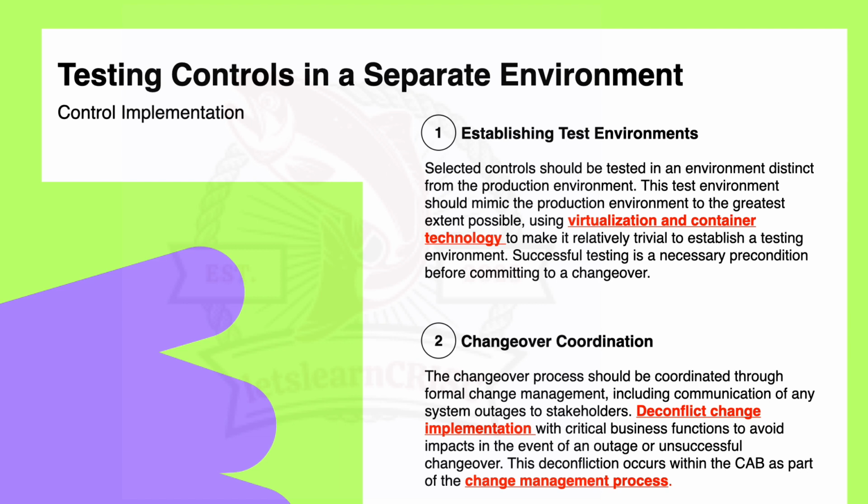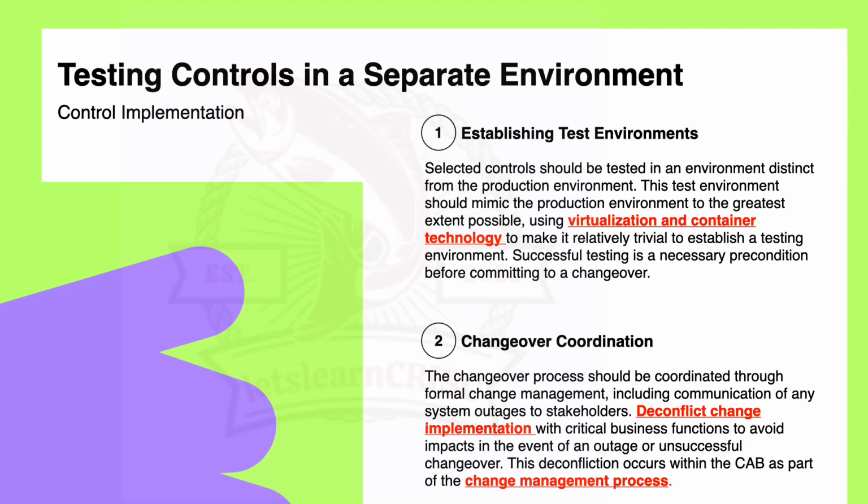Similarly, it states that the changeover process should be coordinated through formal change management, including communication of any system outages to stakeholders. Avoid conflict in change implementation. Friends, this means making sure that implementing changes won't interfere with critical business functions. For example, if your company relies heavily on a specific system for daily operations, the changeover should be planned in a way that does not disrupt these operations.